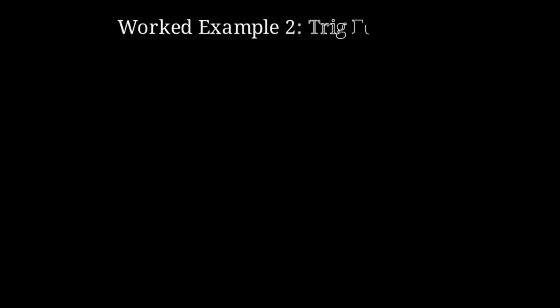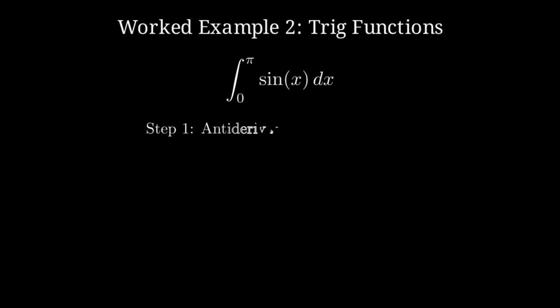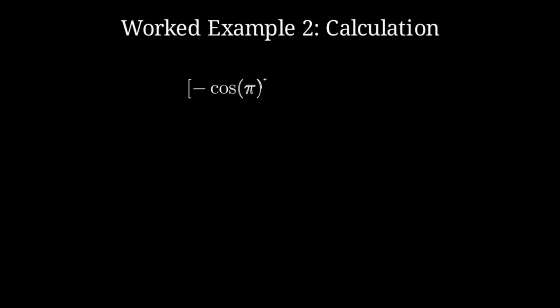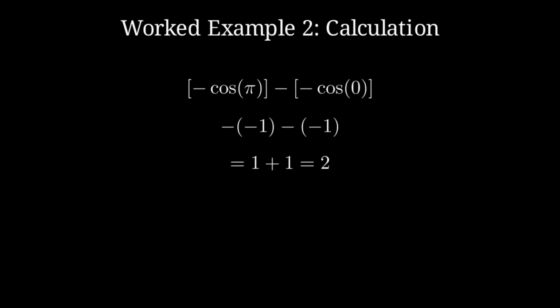Now let's try a trigonometric function. To find the area under one hump of the sine curve from 0 to pi, we find the antiderivative of sine, which is negative cosine. Evaluating at the boundaries, we have negative cosine of pi minus negative cosine of 0. Since cosine of pi is negative 1 and cosine of 0 is 1, the expression simplifies to 1 plus 1. The total area is exactly 2.